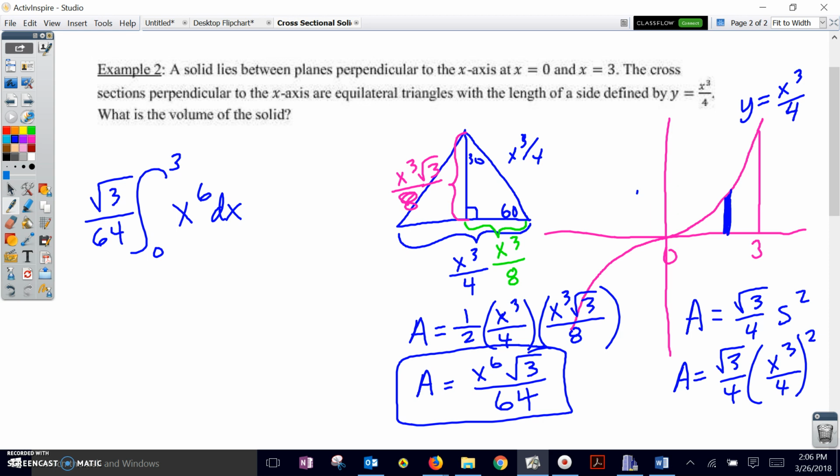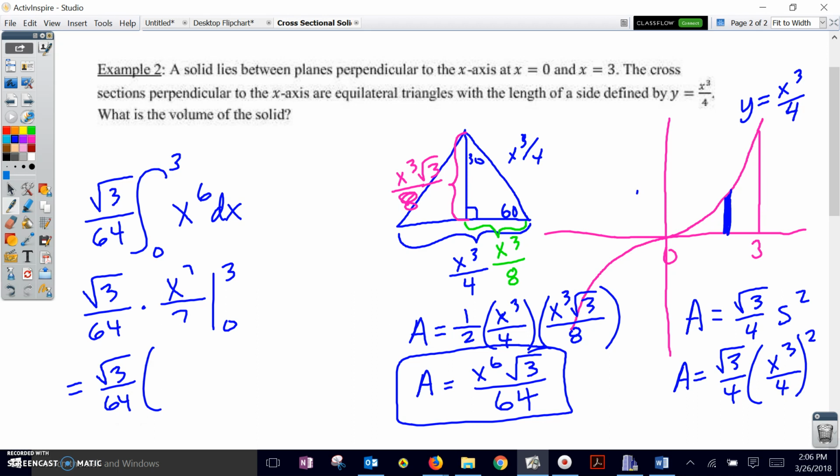We can, again, choose to integrate by hand or choose to use our numerical integral feature on our graphing calculator. I'm going to, again, decide I'm going to integrate this by hand. Why not? I'm feeling kind of festive today. So this is going to be x to the 7th over 7, which we're going to evaluate from 0 to 3. If we go ahead and do that, we've got root 3 over 64 times 3 to the 7th over 7 minus 0 to the 7th over 7.